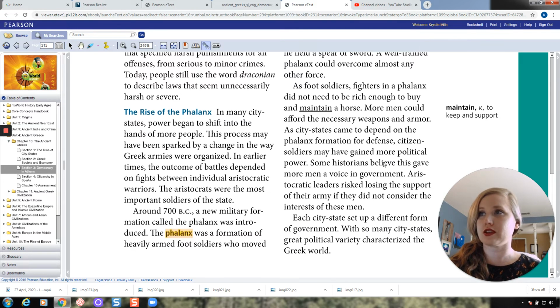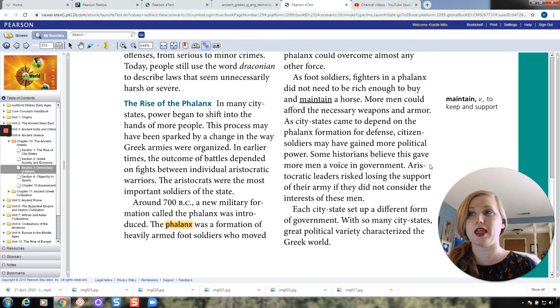As foot soldiers, fighters in a phalanx did not need to be rich enough to buy and maintain a horse. More men could afford the necessary weapons and armor. As city-states became to depend on the phalanx formation for defense, citizen soldiers may have gained more political power. Some historians believe this gave more men a voice in government. Aristocratic leaders risked losing the support of their army if they did not consider the interests of these men. Each city-state set up a different form of government, and with so many city-states, great political variety characterized the Greek world.